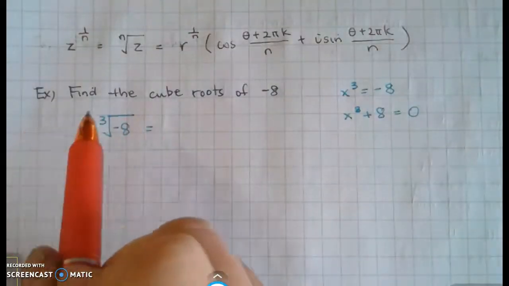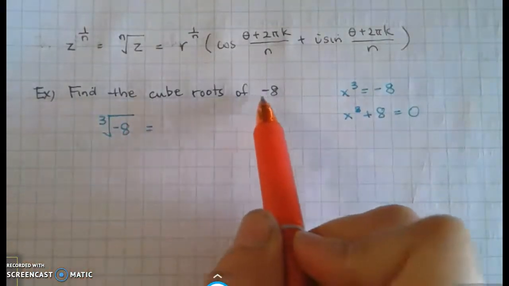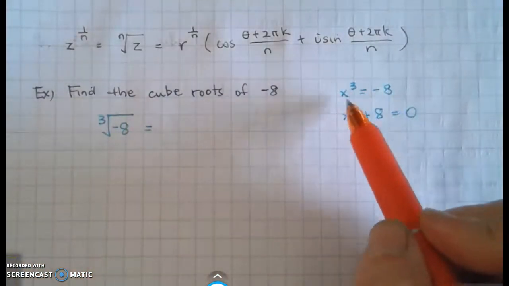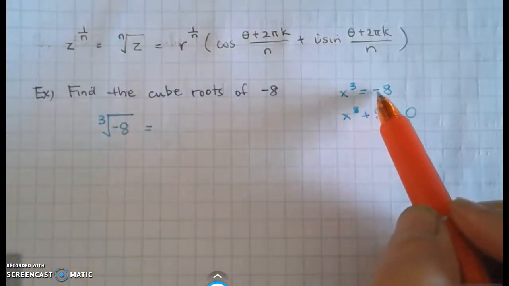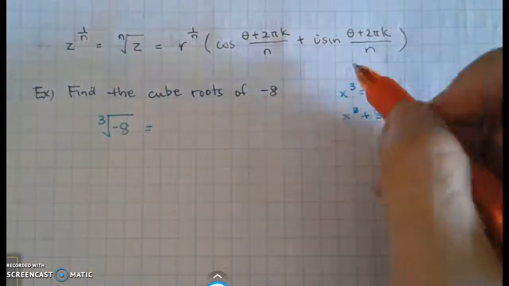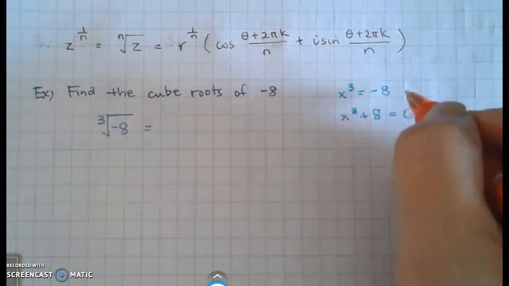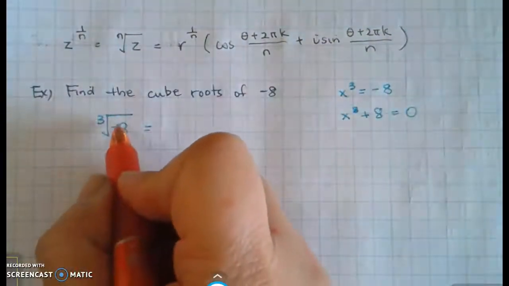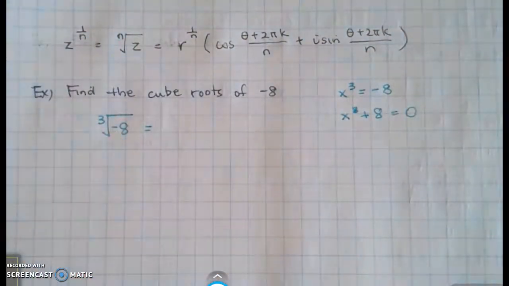Okay, so our first example is to find the cube roots of -8. You're essentially solving this equation: x to the power of 3 is equal to -8. So x cubed plus 8 is equal to 0, or I'm taking a cube root of both sides. So you are trying to evaluate what is the cube root of -8.